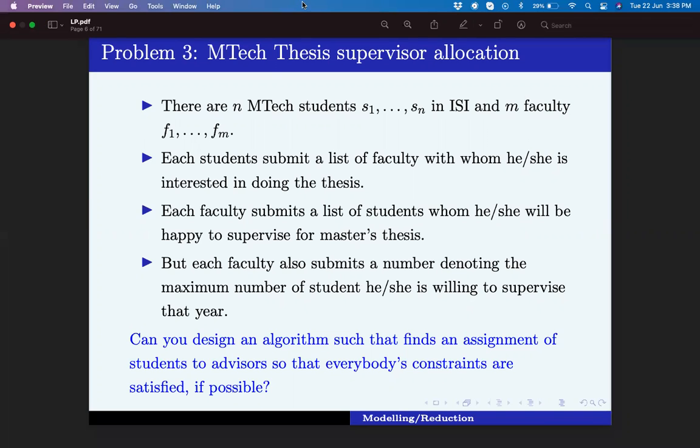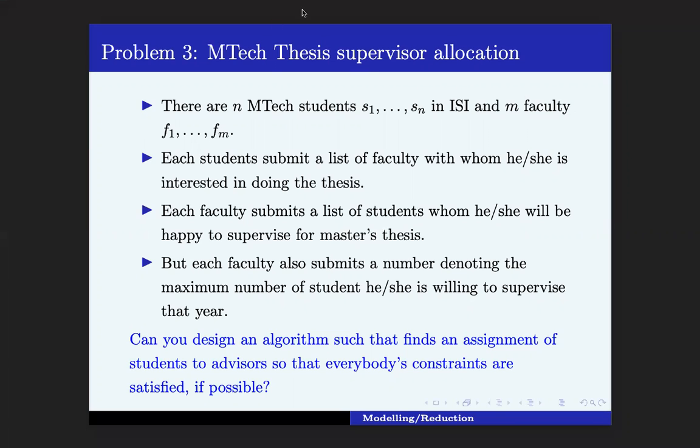Is this problem clear again? Sir, is the list in terms of order of preference? No, there's no order of preference or any such thing. This is just a list. And your job is to find out whether such an allocation exists or not.